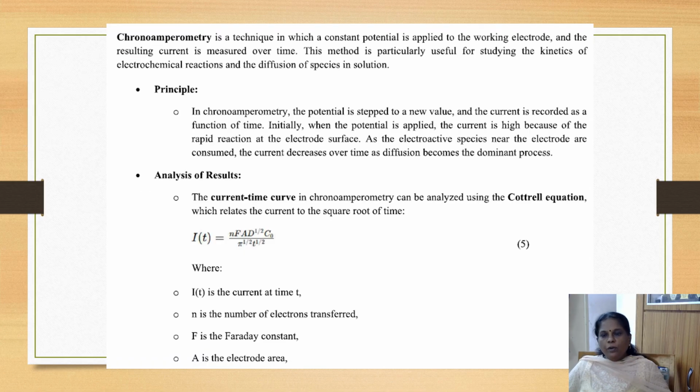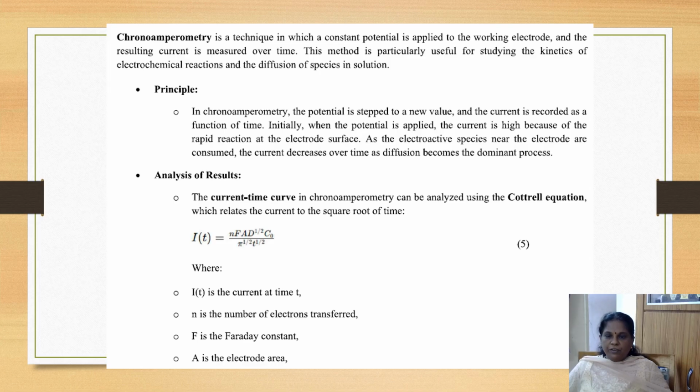The next mode of operation is chronoamperometry. It is a technique in which a constant potential is applied to the working electrode and the resulting current is measured over time. In chronoamperometry, the potential is stepped to a new value and the current is recorded as a function of time. The current-time curve in chronoamperometry can be analyzed using the Cottrell equation, which relates the current to the square root of time.